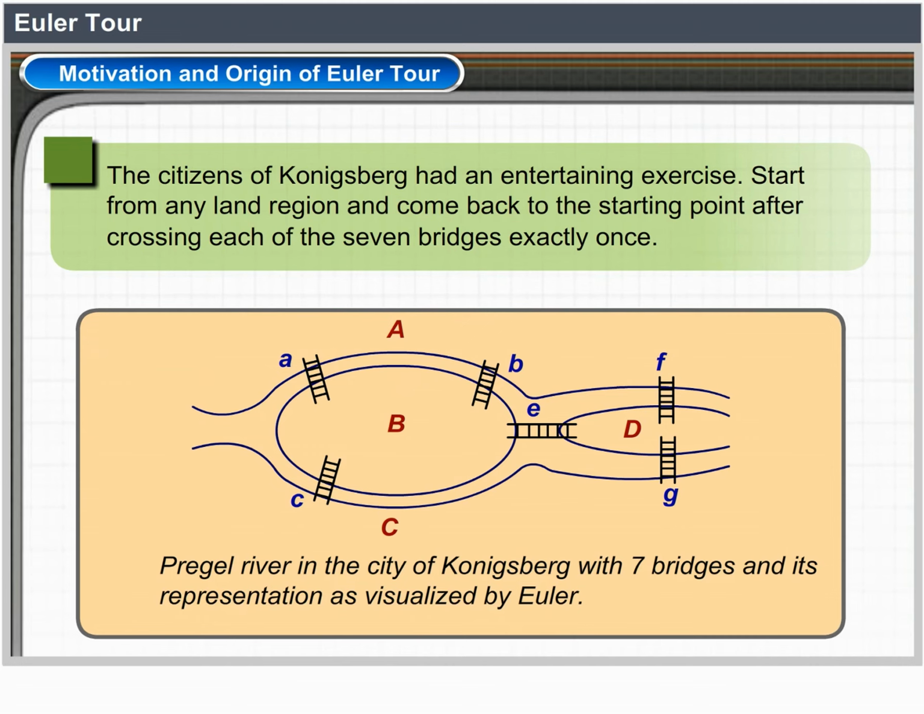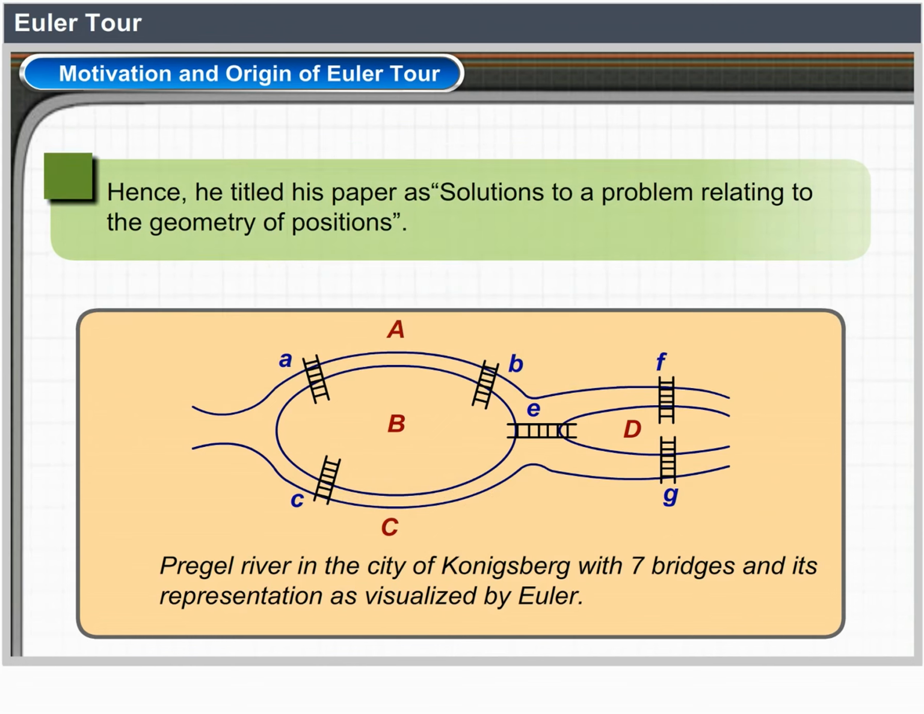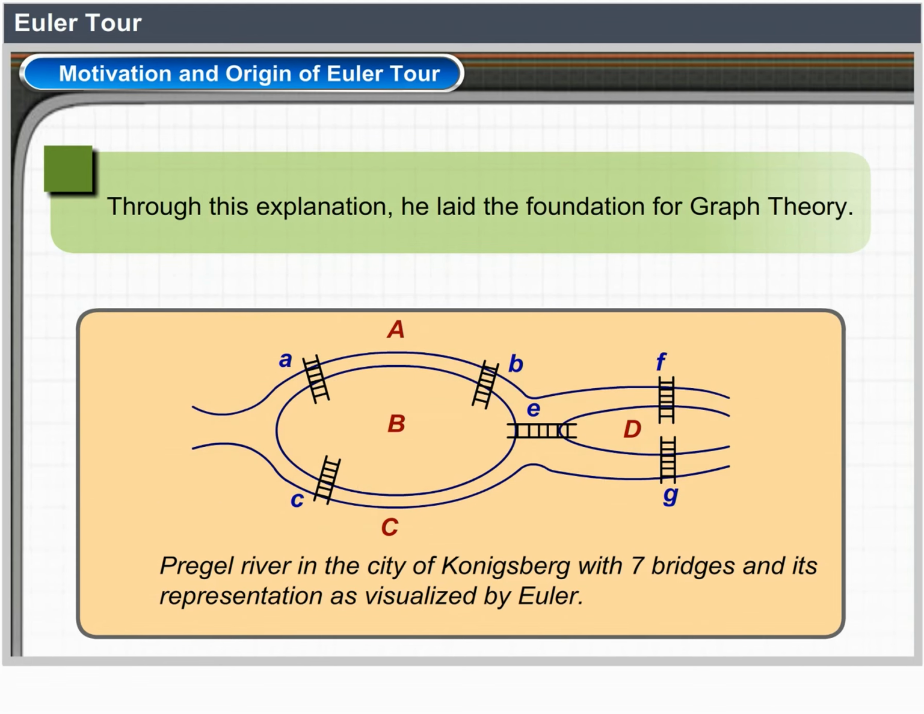Euler explained that it is impossible to do so, using the terminology of points representing the land regions and lines representing the bridges. Hence, he titled his paper Solutions to a Problem Relating to the Geometry of Positions. Through this explanation, he laid the foundation for graph theory.